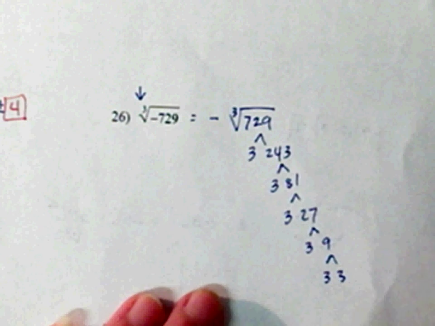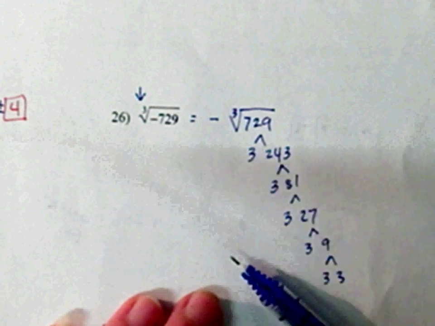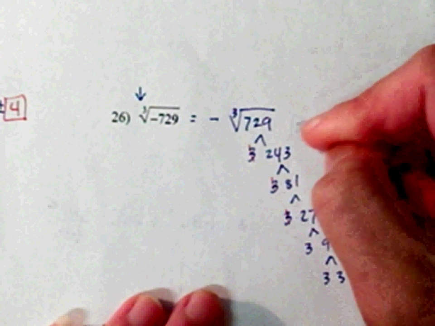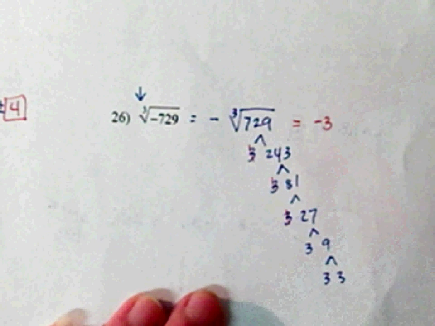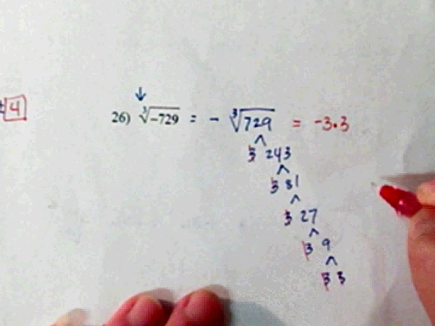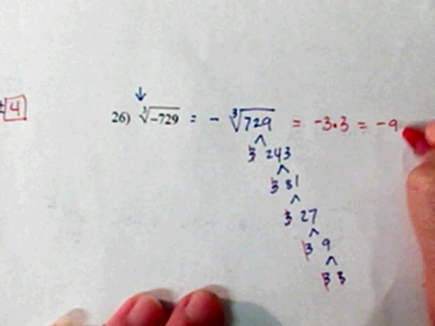And you are looking for 3 of a kind. And I wanted to show you this. 1, 2, 3. Negative 3. 1, 2, 3. Nothing left underneath. So negative 3 times 3 is negative 9. And there's number 26.